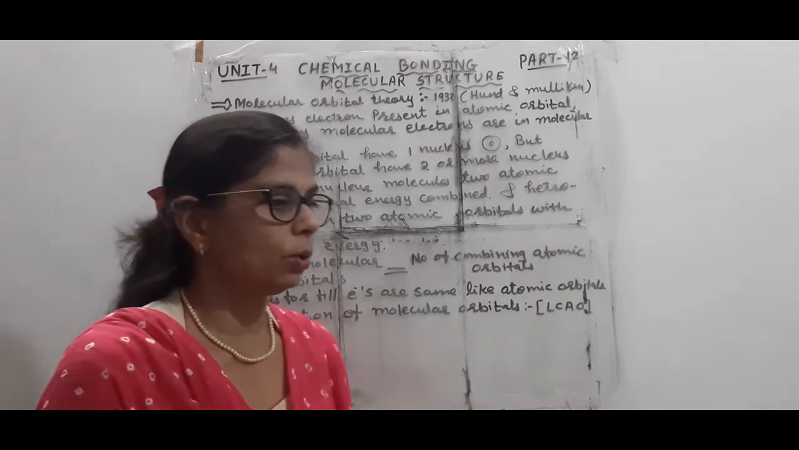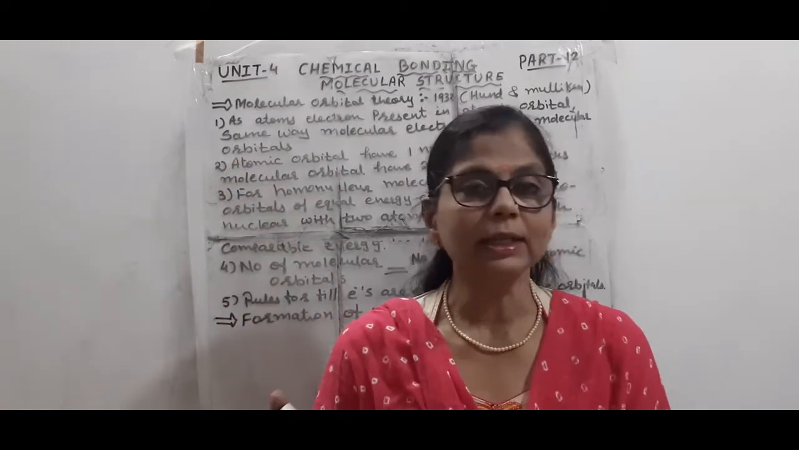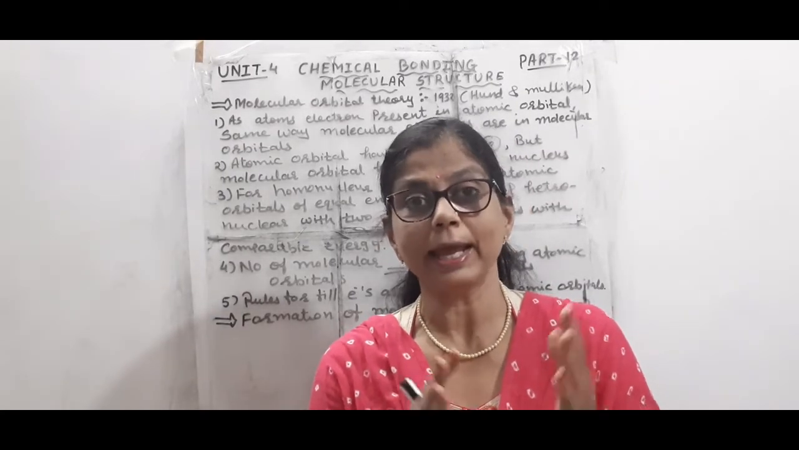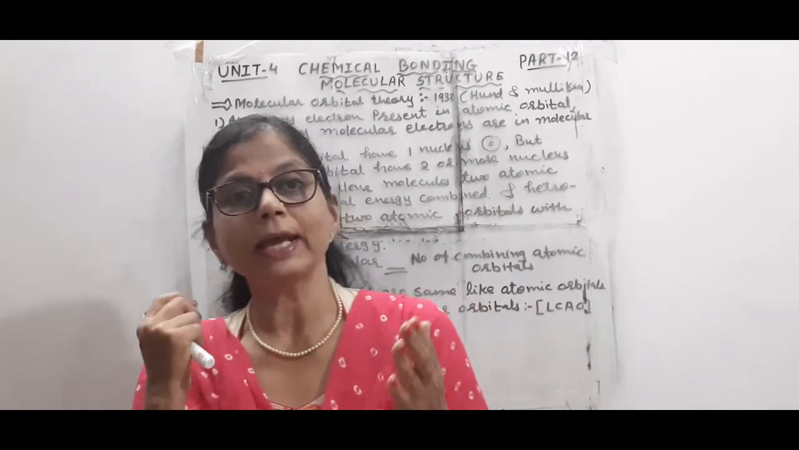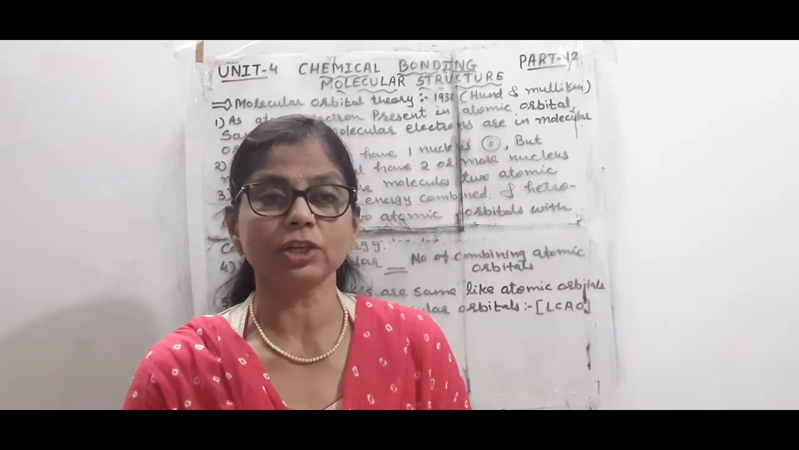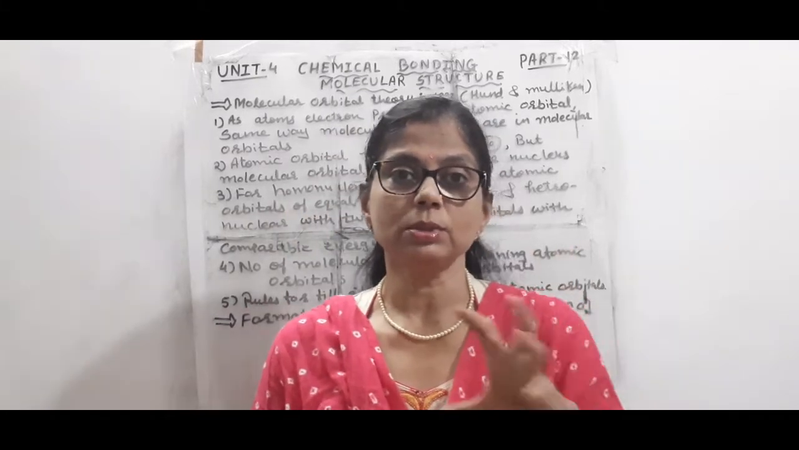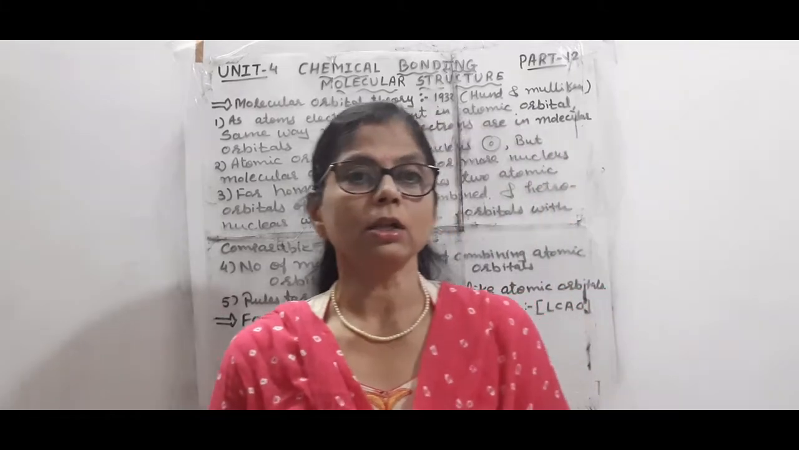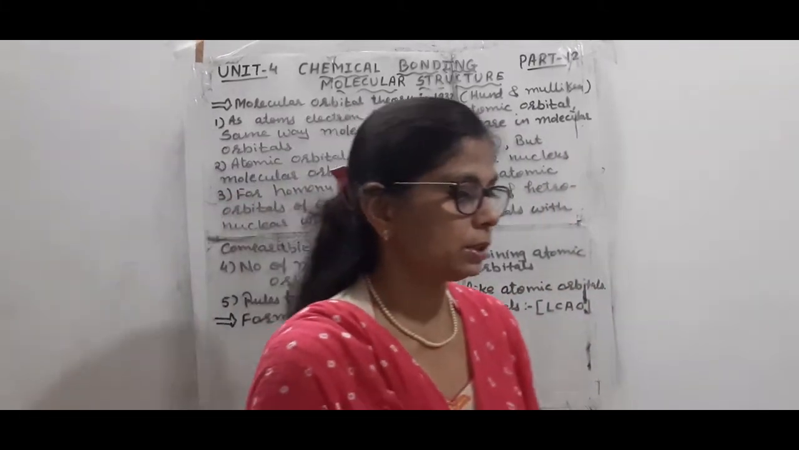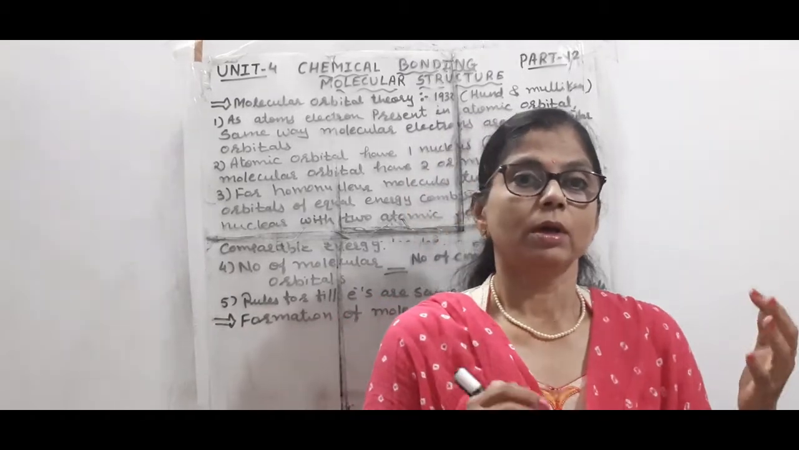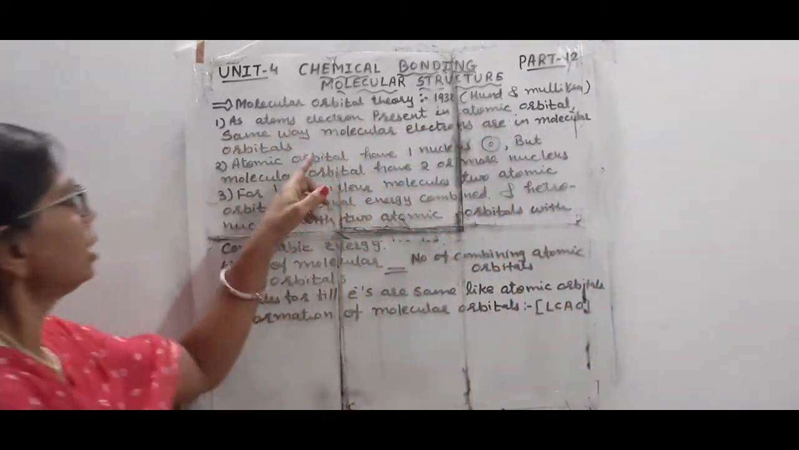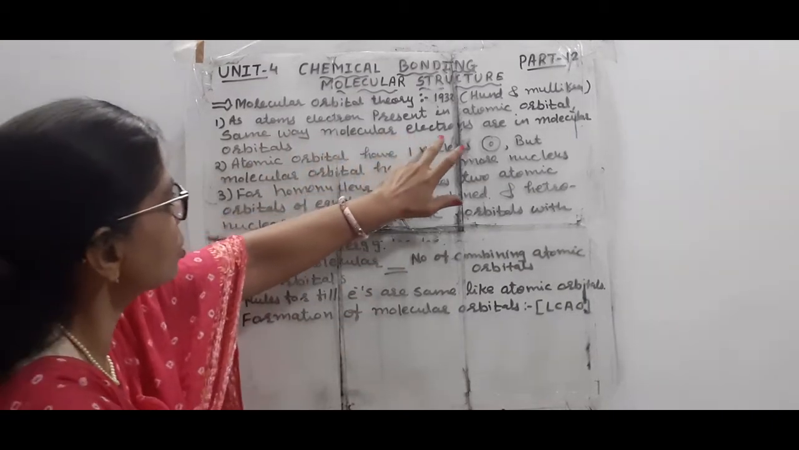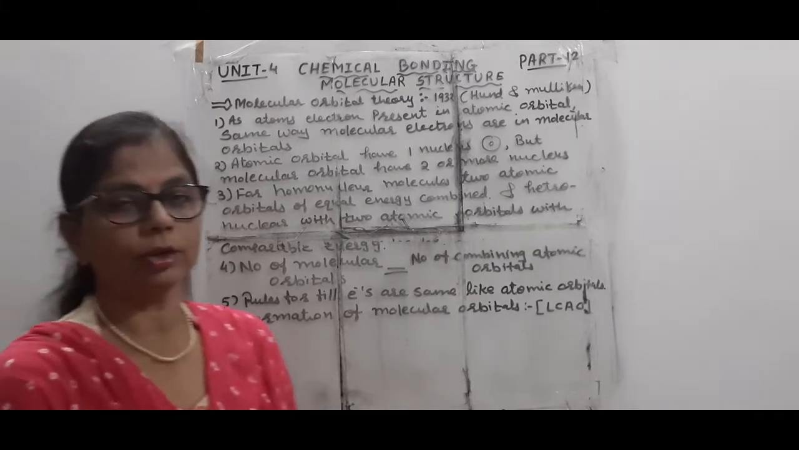Here I have written that molecular orbital theory was first given by Hund and Mulliken in 1932. As we know, electrons are present in the atomic orbital, correct students? All the electrons are in atomic orbitals, and the electron and nucleus have some attraction, and due to that attraction electrons revolve around the nucleus. In the same way Mulliken said about molecular orbital theory that just as electrons are present in the atomic orbital, molecular electrons are present in the molecular orbital.